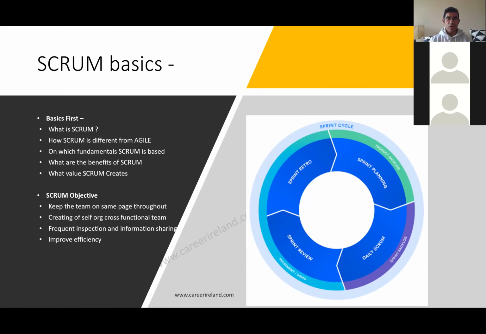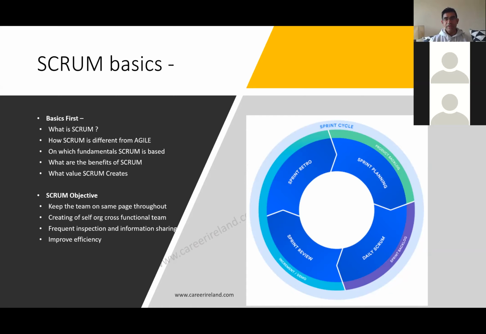Again, I discussed how Scrum is different from Agile. On what fundamentals is Scrum based? Scrum is based on adaptability, inspection, transparency, self-organizing teams, and learning from their own experiences. So these are a few fundamentals on which Scrum is based.